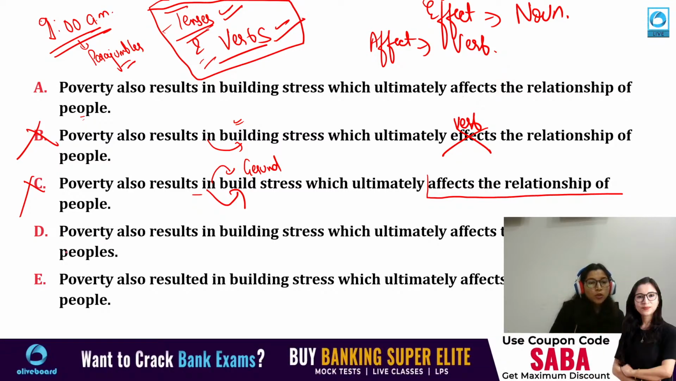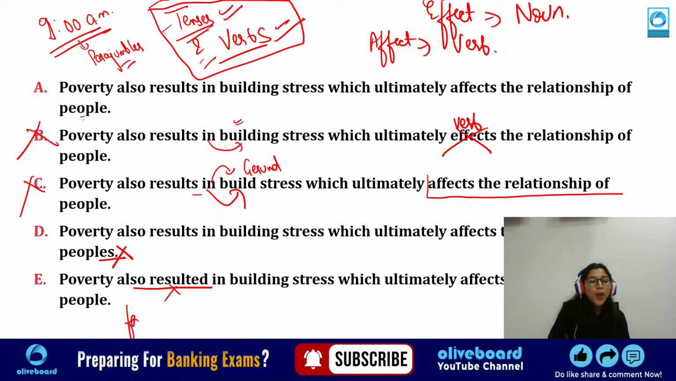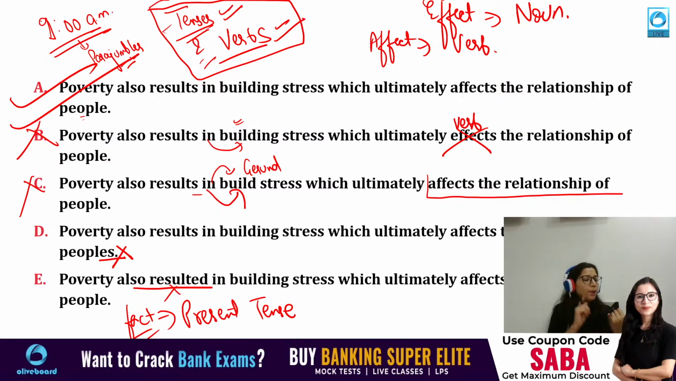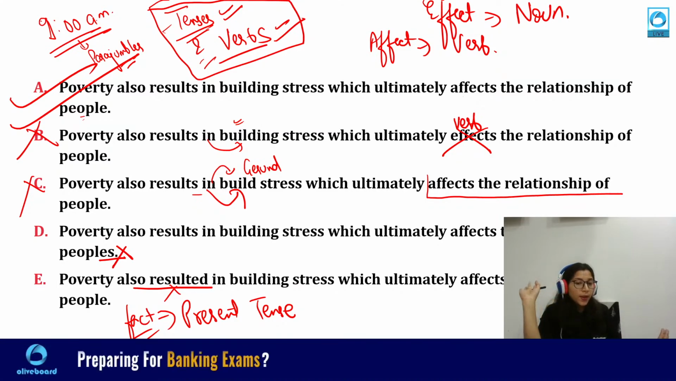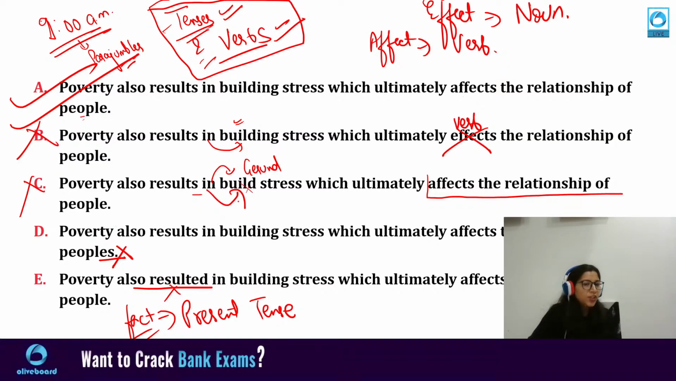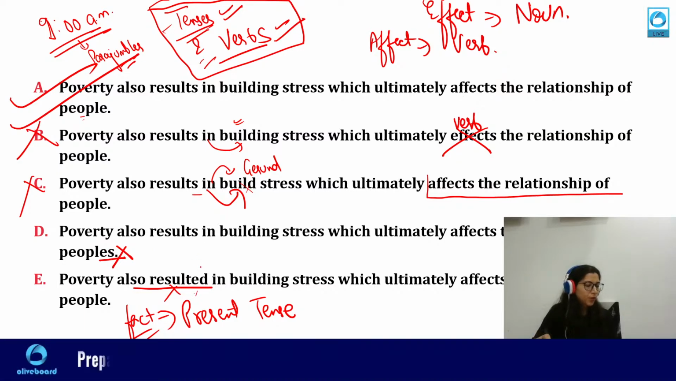Okay, so here peoples is given, it is also incorrect, and in E resulted is given, so this is incorrect because we are talking about fact. It should be in present tense. A fact should always be written in present tense. So a good usage of vocab, grammar, everything here, tenses, verbs, everything. Everyone got the answer कि हर sentence में क्या क्या incorrect है. C, build is given, which is incorrect, we need building. D, peoples is given, which is incorrect, we need people. And in E, resulted is given, which is incorrect, we need result. Okay?